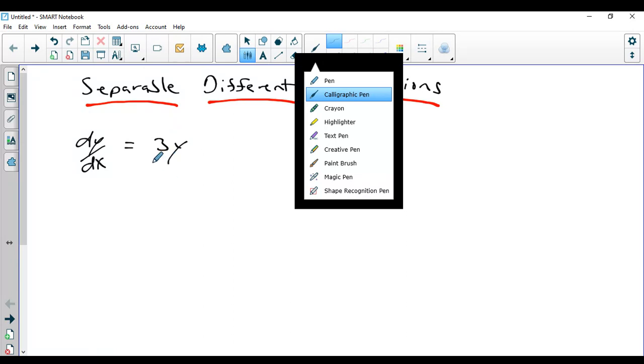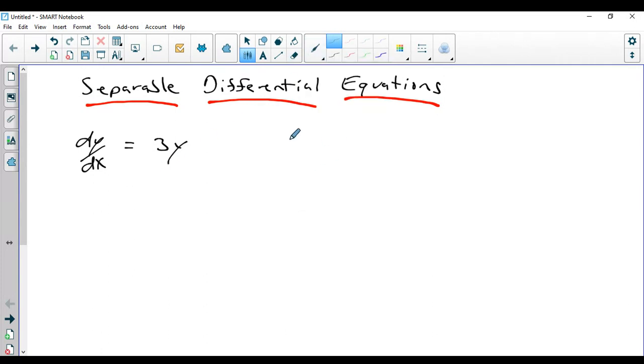Why is that considered a differential equation? Well, because it's an equation, it has an equal sign in it, and it has a derivative in it. So we call it a derivative equation or a differential equation. Pretty simple. You can see it in this notation versus prime notation. The equivalent differential equation over here would be y prime equals 3y. Those are both differential equations, all right?